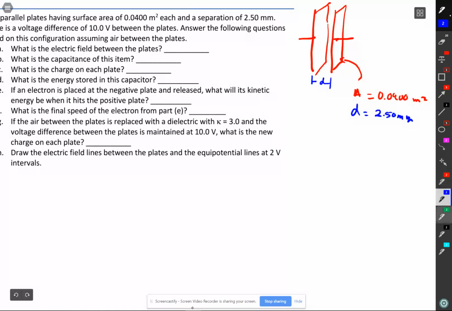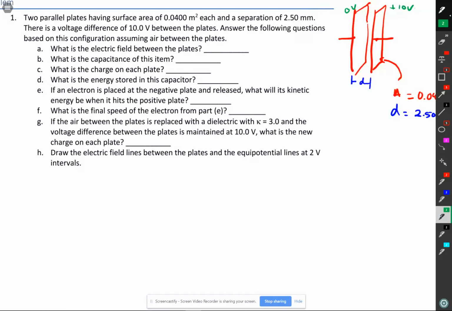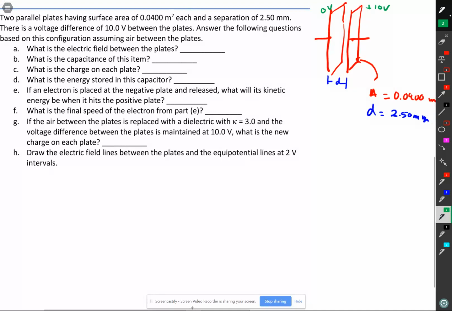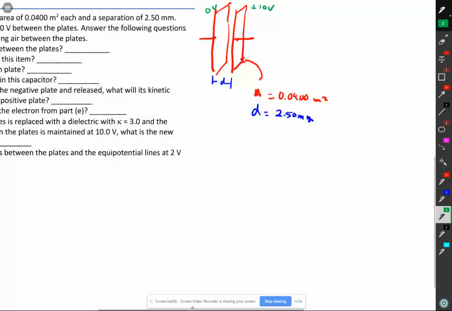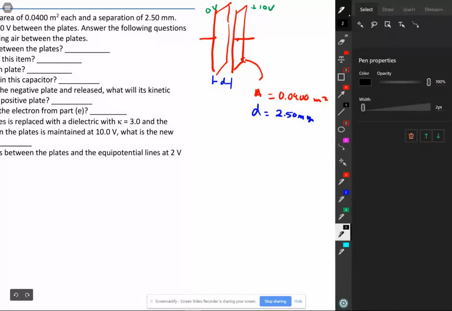So I'm just going to go ahead and arbitrarily say that this one is at 0 volts and this one's at plus 10 volts. That's a voltage difference of 10 volts. Answer the following questions based on this configuration, assuming air. The electric field between plates. Well, it's difficult, but it turns out that this is a straightforward problem.